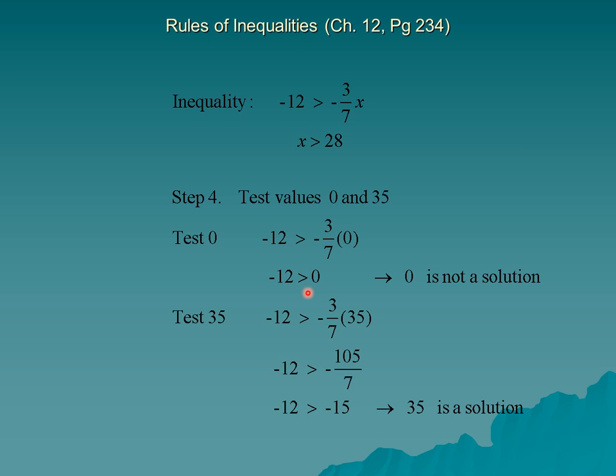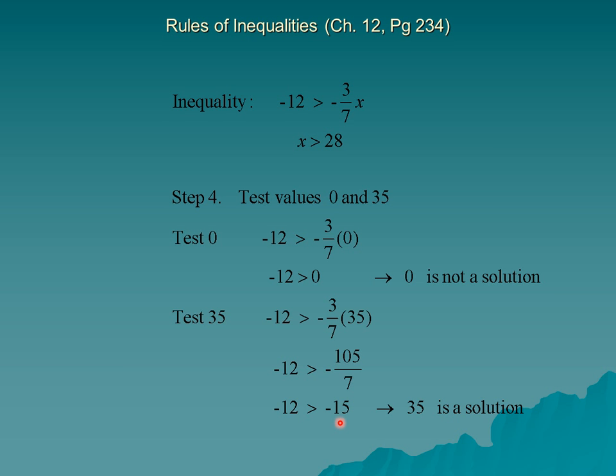But the next one is what? 35, which should be the solution because 35 is greater than 28, right? We applied it and we found this: negative 12 is greater than negative 15, right? Which is true. Negative 12 is larger, right? Greater, right? So 35 is a solution, which it should be, because anything greater than 28 should be a solution.